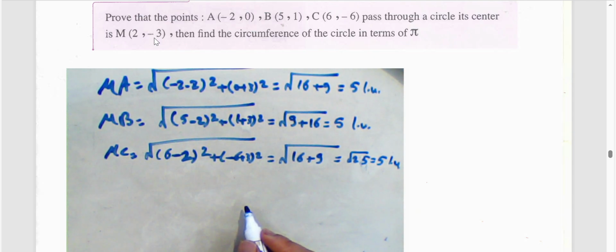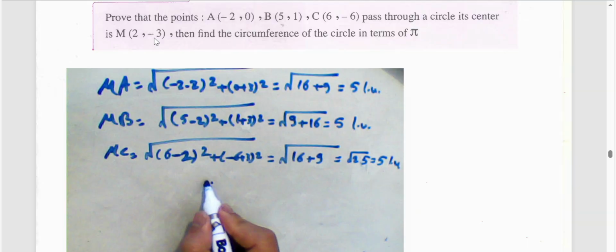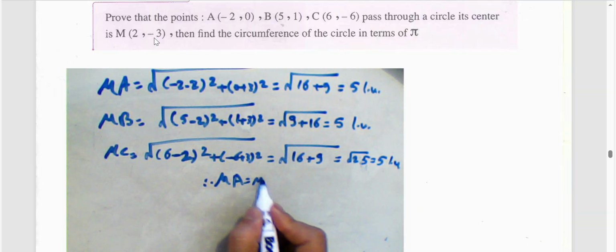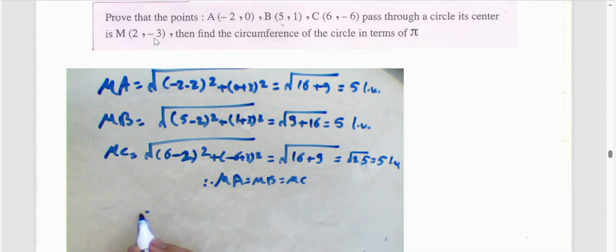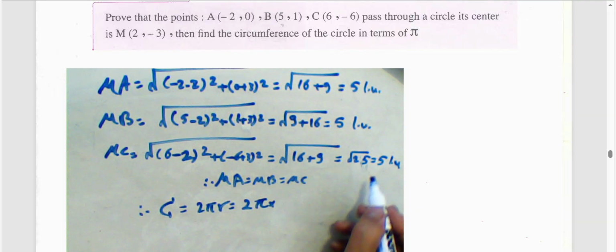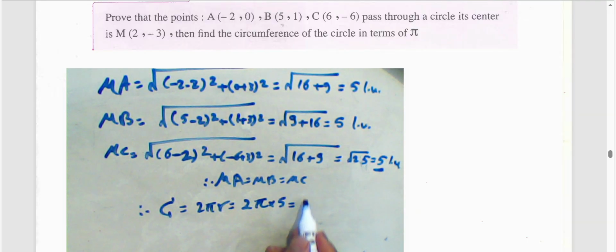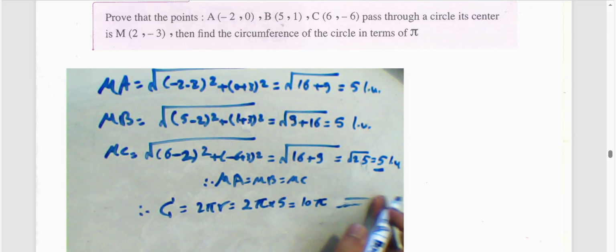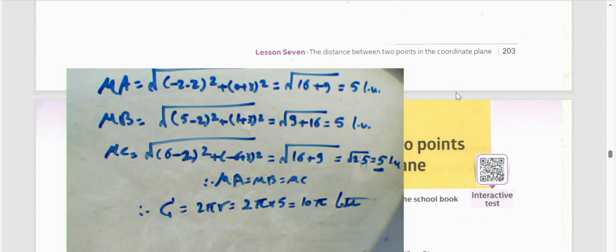Then the three distances are equivalent. Then MA equals MB equals MC, and then we can find the circumference of the circle equal to 2 pi r. 2 times pi times the radius, which was 5 length units, and the result will be 10 pi centimeters or length units. Understood this lesson? Okay, it's the last question.